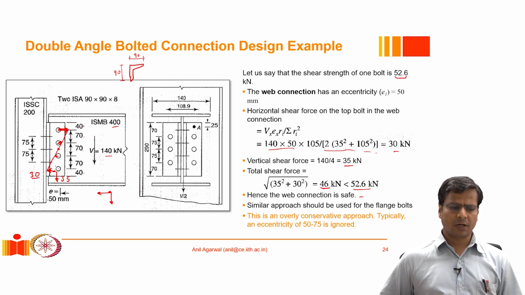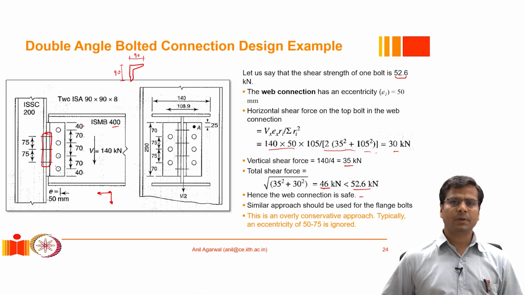As I had mentioned before, this is typically an overly conservative approach, because the actual eccentricity or actual moment is not really this much, because even this connection does not behave like a pin connection. In this assumption, when we are calculating the moment demand, we are multiplying 140 with 50. 50 is the eccentricity. So we are assuming that there is no moment resistance at this end, but that is not really the case, and therefore this is a conservative assumption.